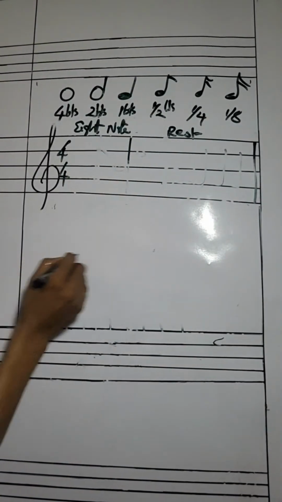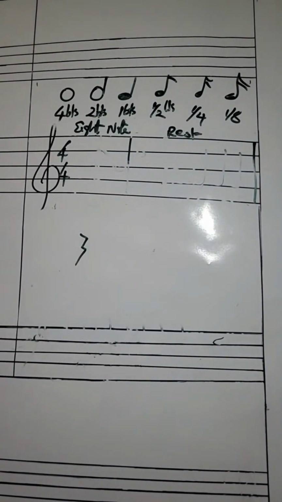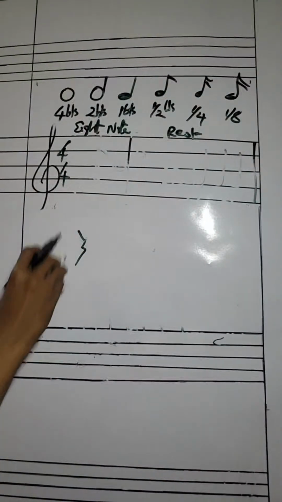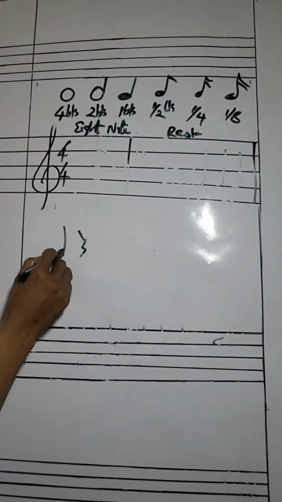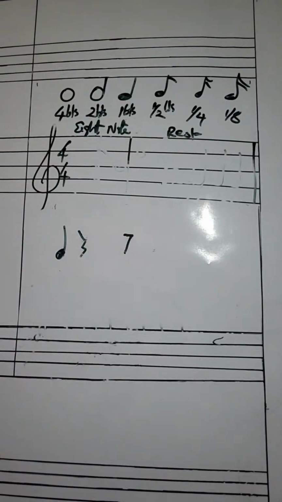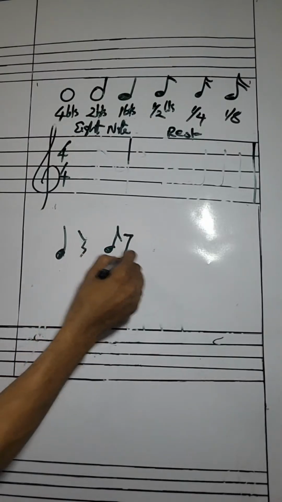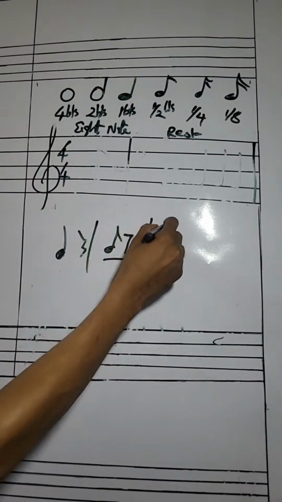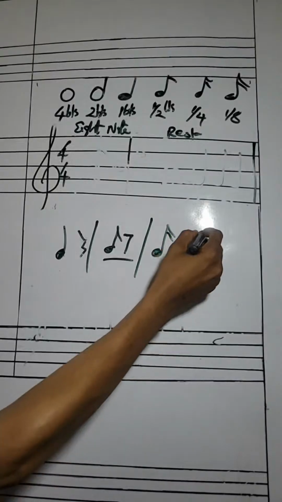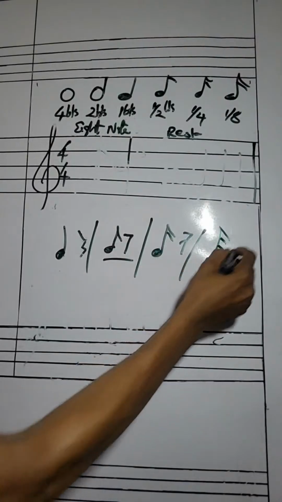So we have something that looks like a unicorn for your quarter notes. Then for your eighth notes, you have something like this as the rests. For your 16th notes, you also have something like this. For your 32nd notes, which is 3, your rest sign.